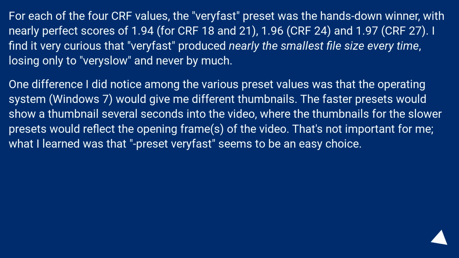For each of the 4 CRF values, the veryfast preset was the hands-down winner, with nearly perfect scores of 1.94 for CRF 18 and 21, 1.96 for CRF 24, and 1.97 for CRF 27. I find it very curious that veryfast produced nearly the smallest file size every time, losing only to veryslow and never by much. One difference I did notice among the various preset values was that the operating system, Windows 7, would give me different thumbnails. The faster presets would show a thumbnail several seconds into the video, where the thumbnails for the slower presets would reflect the opening frames of the video. That's not important for me. What I learned was that preset veryfast seems to be an easy choice.